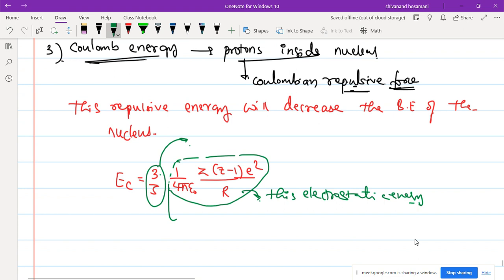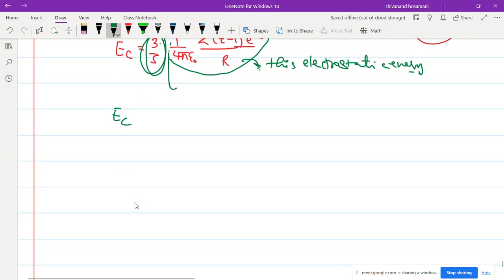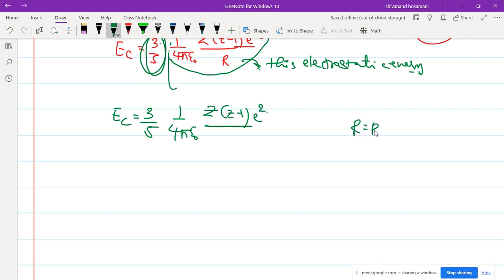So now, from statistical mechanics, depending on the protons and their dimension, the total contribution of the electrostatic energy is covered by the 3 by 5. So we get EC, the Coulombian energy due to the proton interaction, as 3 by 5 times 1 by 4 pi epsilon naught, Z into Z minus 1 divided by R. What is this R? We know that R equals R naught into A to the power of 1 by 3.